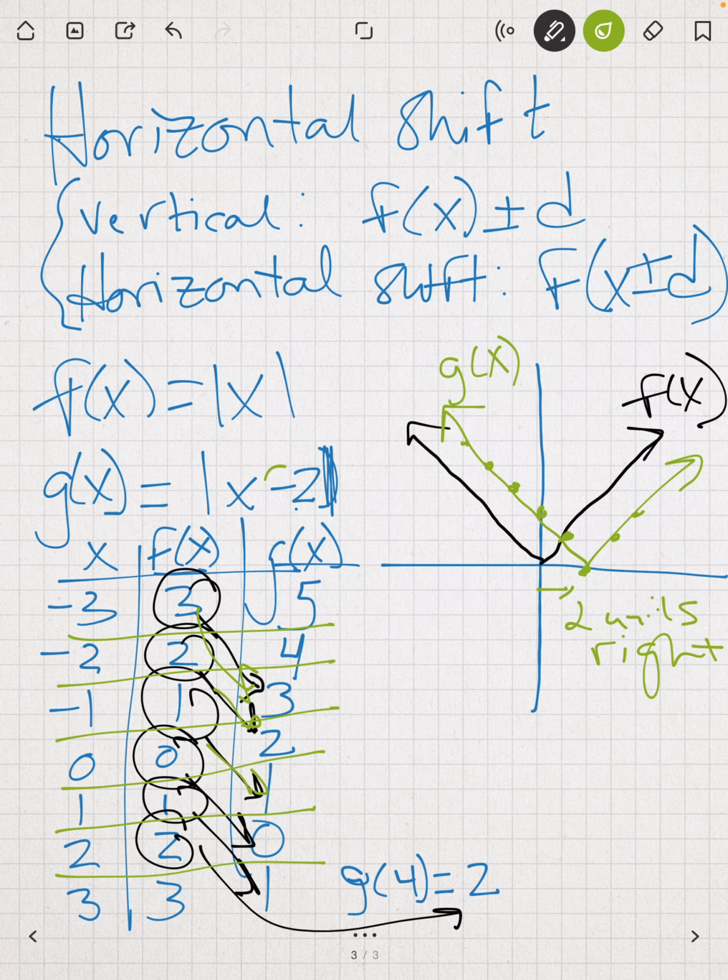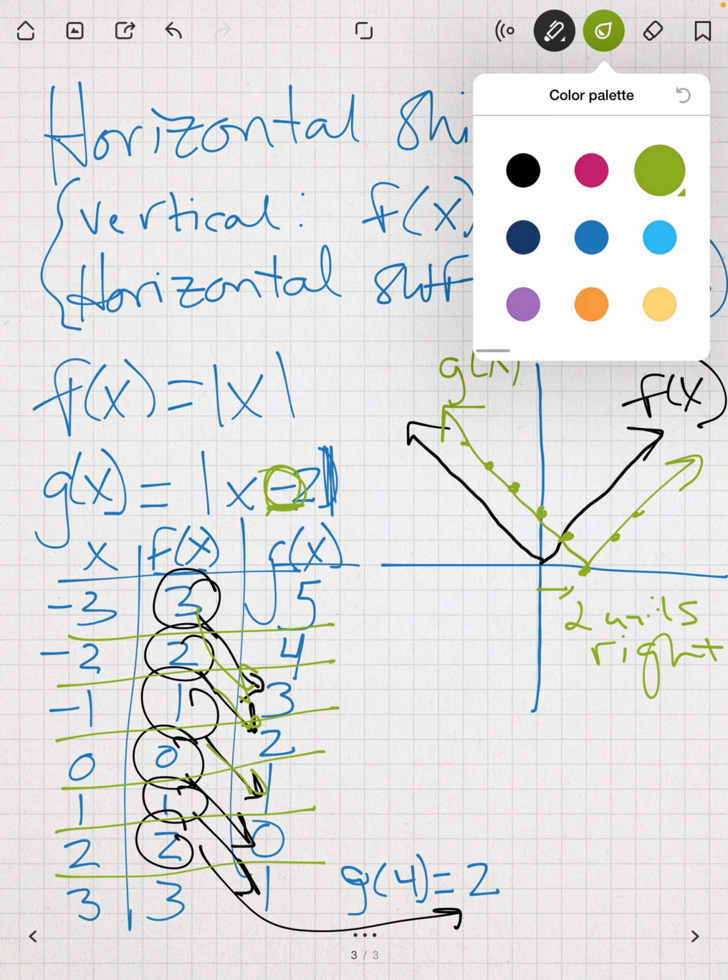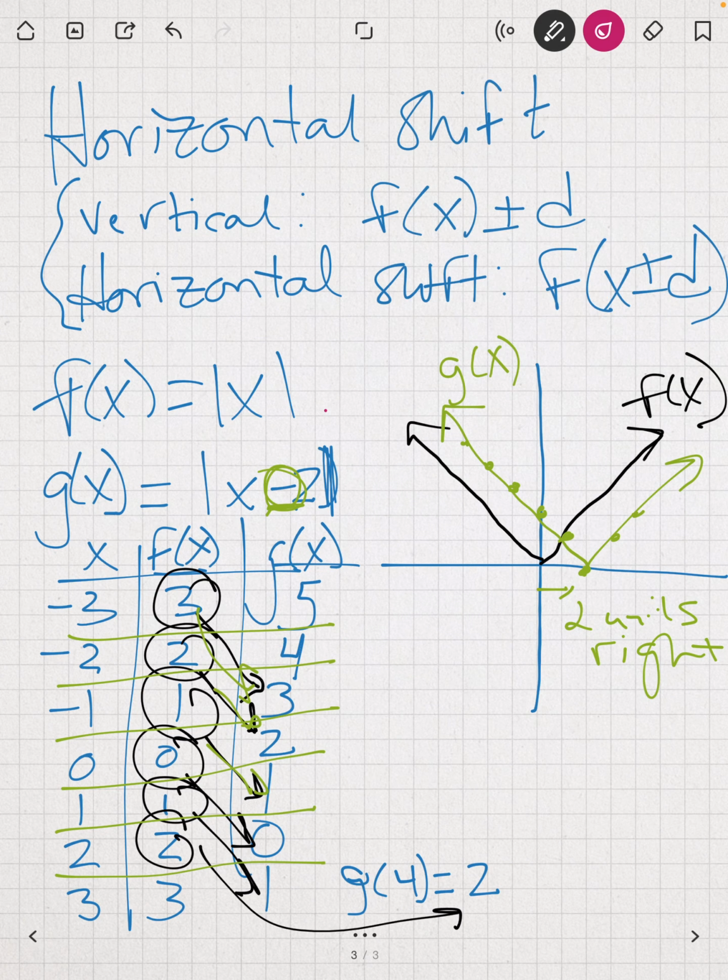And you're like, well, but when we subtract, we go left. Yes, but because we're taking a value off of our 2, we need to be at 2 to get where we were at 0 on the original function, right? Because 2 minus 2 is 0. And so let's consider one more horizontal shift. So now we're going to have h of x equals the absolute value of x plus 1.